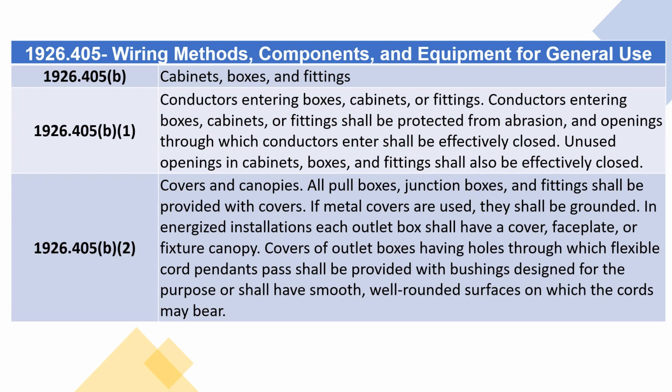1926.405(b)(2) Covers and canopies. All pull boxes, junction boxes, and fittings shall be provided with covers. If metal covers are used, they shall be grounded. In energized installations, each outlet box shall have a cover, faceplate, or fixture canopy. Covers of outlet boxes having holes through which flexible cord pendants pass shall be provided with bushings designed for the purpose or shall have smooth, well-rounded surfaces on which the cords may bear.